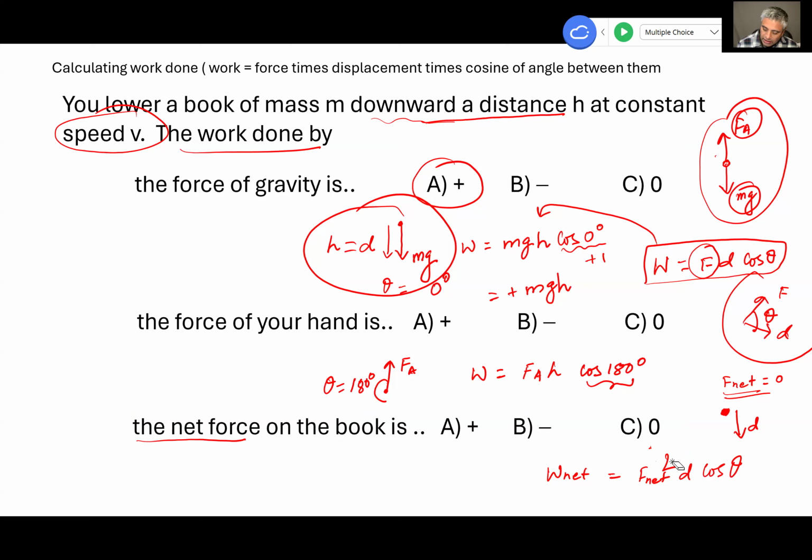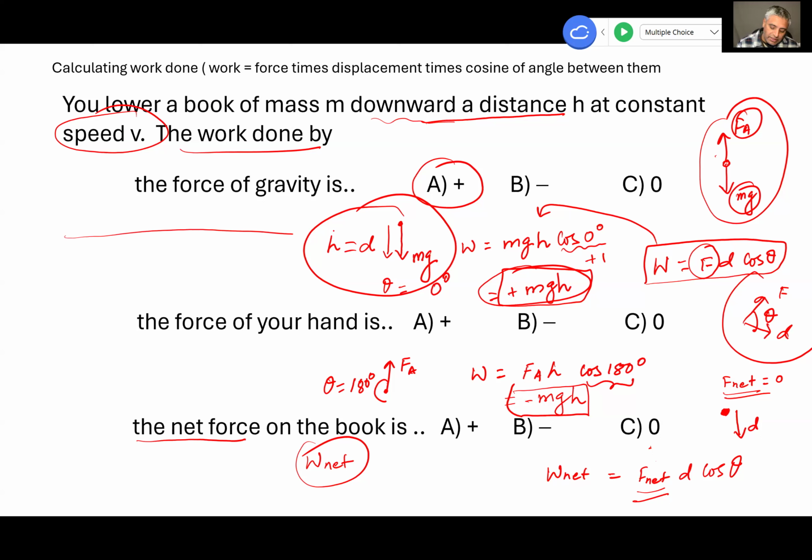Another way: there are two forces acting, and we found the work done by the two forces individually. Remember, we had this here. One was positive mgh, another one is negative mgh. When we add them together for the total, it becomes 0. That's another way to look at it. If you are asked to find W net, which is the work done by net force, either way is perfectly fine.